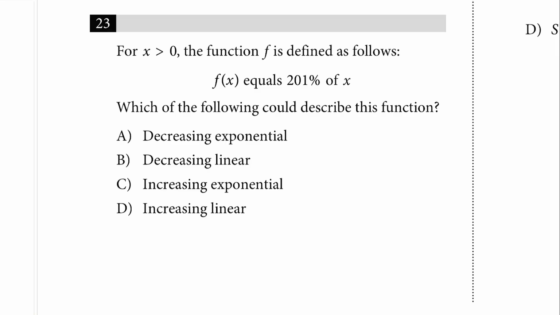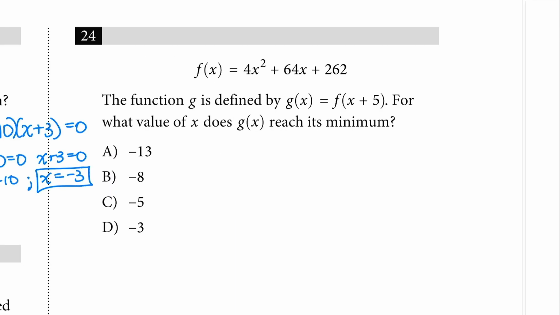For x greater than 0, the function f is defined as follows. F of x equals 201% of x. Anytime that we have a percentage that is greater than 100%, it's going to be increasing. So A and B are out. Additionally, whenever we have a percentage of a number, that's also going to be exponential. The answer is C.